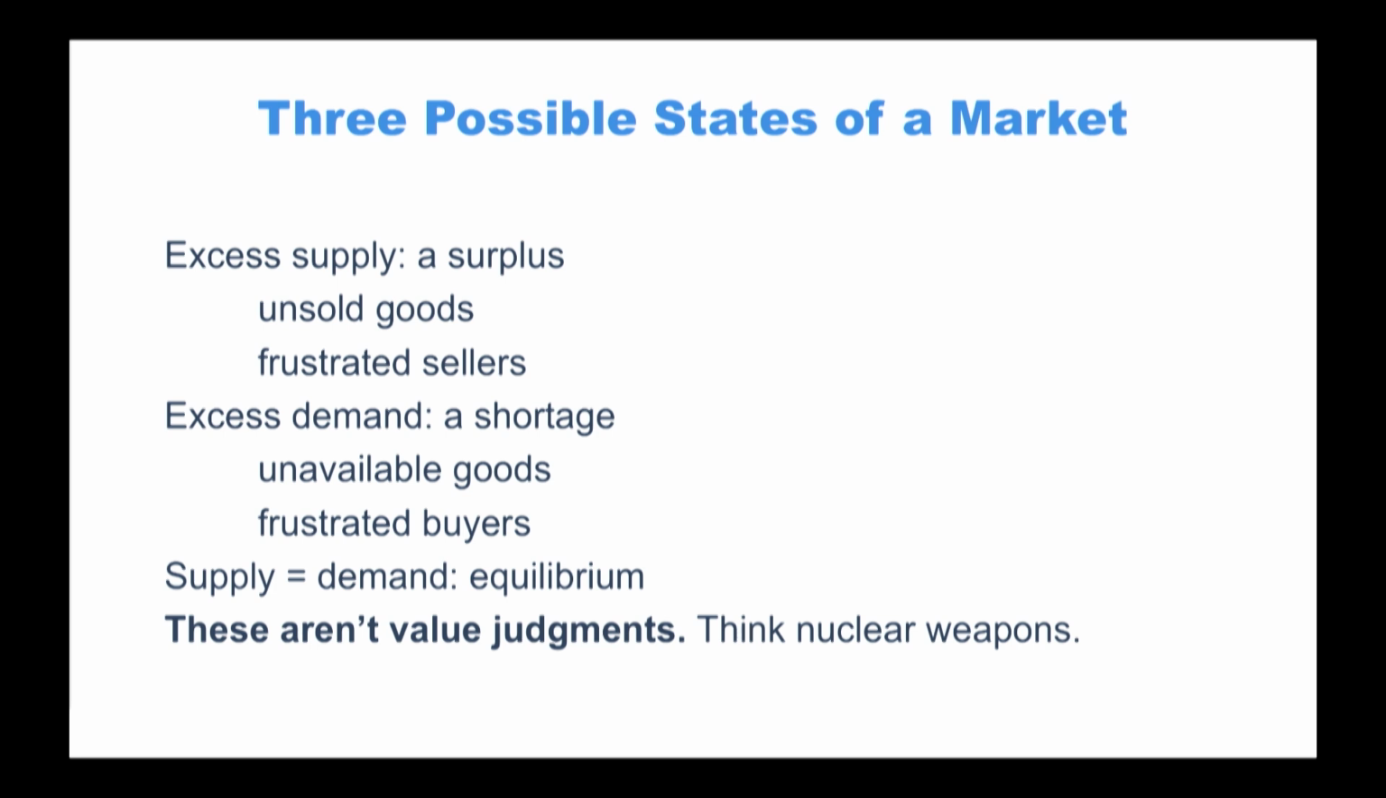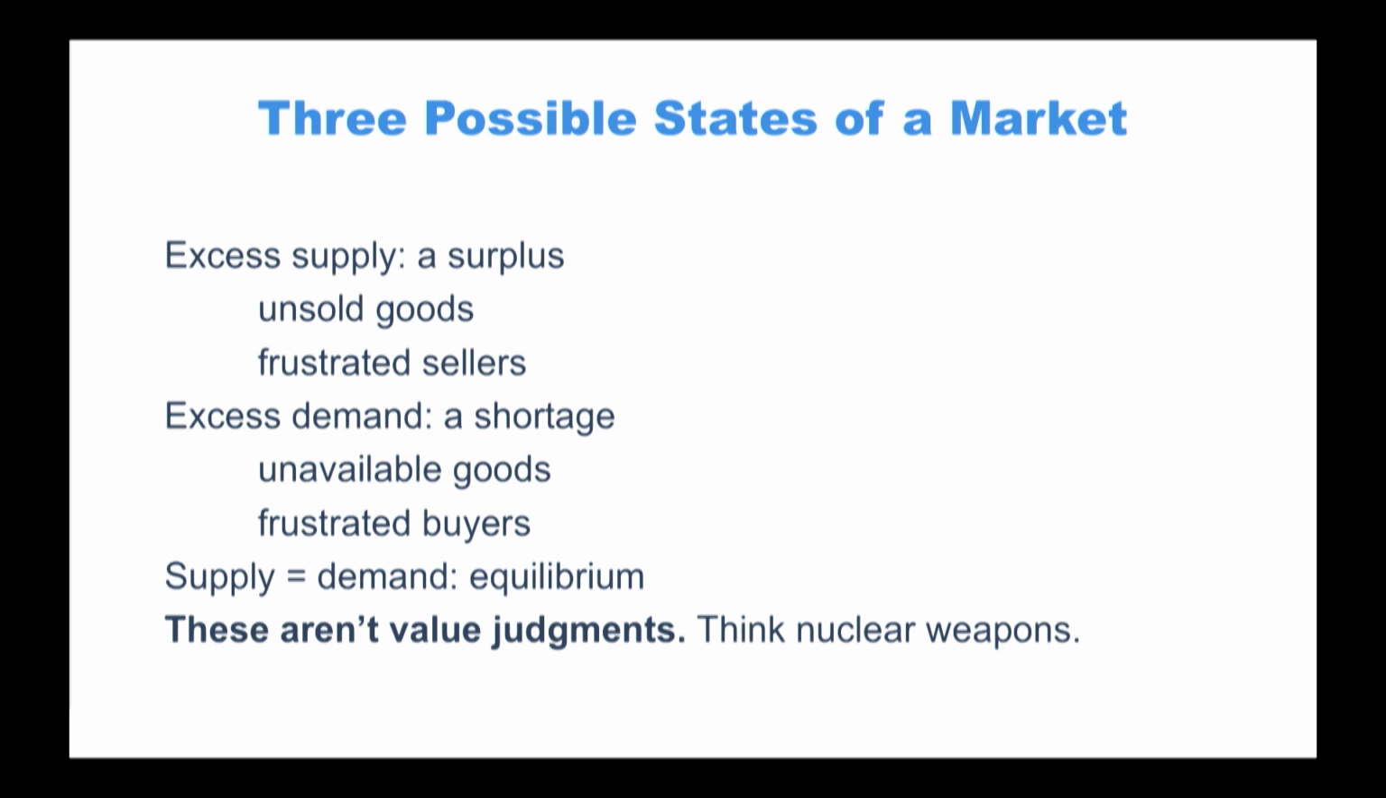A shortage is not necessarily a bad thing, a surplus is not necessarily a bad thing, an equilibrium is not necessarily a good thing. The clearest case of that is illegal nuclear weapons. There are bad people out there that would love to get their hands on a nuclear weapon for criminal or ideological purposes, and most of us hope, I assume, that they don't get them.